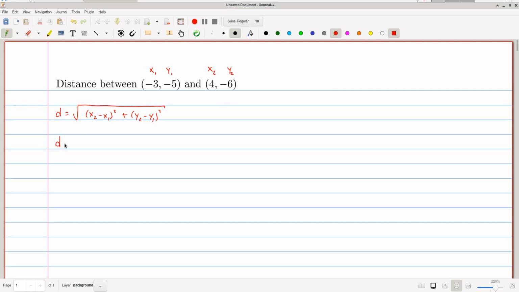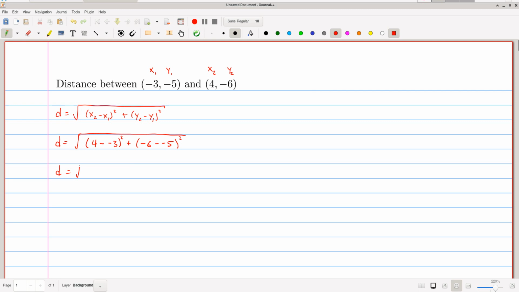Plugging these into our formula, we have d is the square root of x2 minus x1. So this is 4 subtract -3. This is all squared. Plus y2 minus y1 is -6 subtract -5, all squared. And this radical covers everything. Let's deal with what's in the parentheses first.